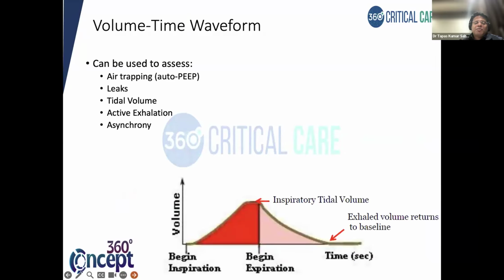Now coming to the volume time waveform, what is the utility of the volume time waveform? This can be used to assess air trapping. Again, we can get air trapping, auto PEEP, leaks, which is most important here, knowing the tidal volume, active expiration and asynchrony. Now you can see the inspired tidal volume is the maximum here. You are inspiring here, reaching here. This is the maximum inspired tidal volume. Now here you are beginning the expiration, and the expired volume is now returning to the baseline. So this is the volume time waveform.